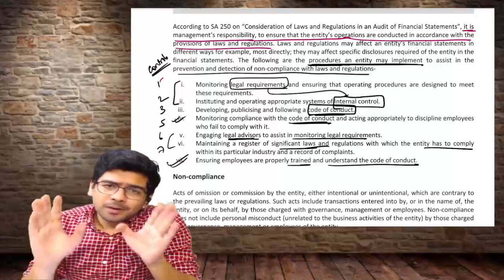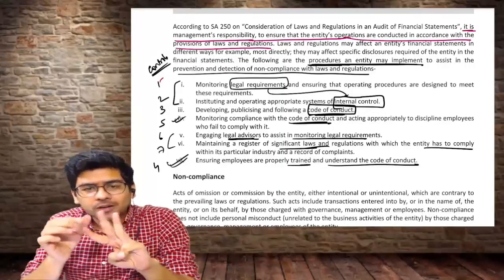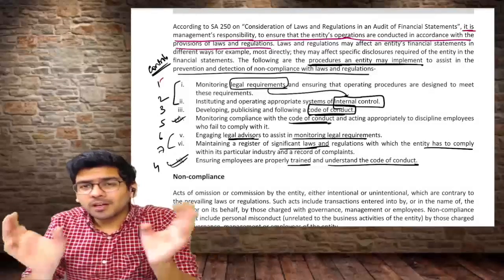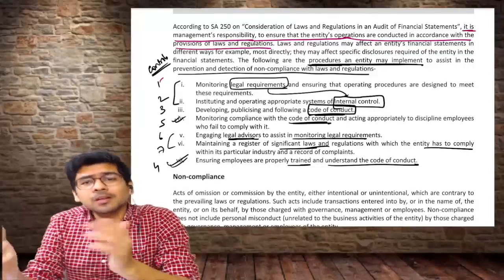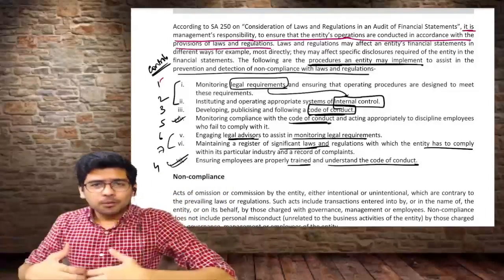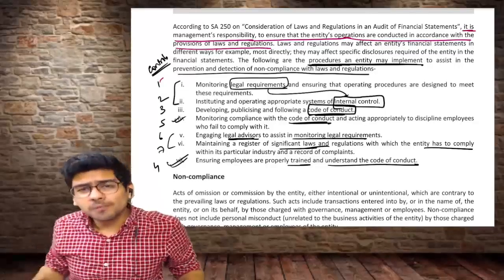Then implement the controls. Third, fourth, fifth, with respect to code of conduct: develop the code of conduct, communicate the code of conduct, ensure compliance with the code of conduct by monitoring. Engage legal advisors if need be. And seventh point, maintain a register of all the laws that are applicable to you, who is in charge of the laws, all these details. Just maintain a register. This is also a part of your control.